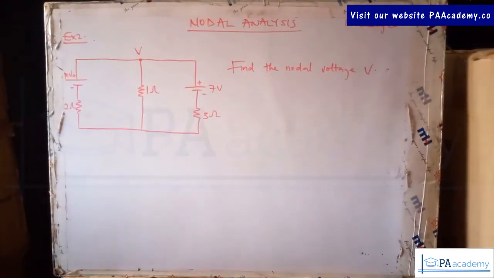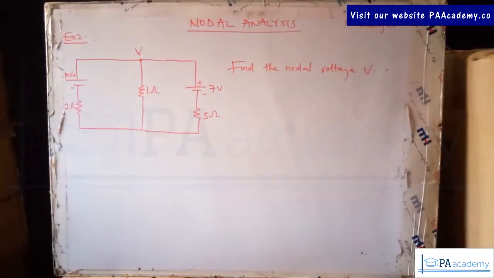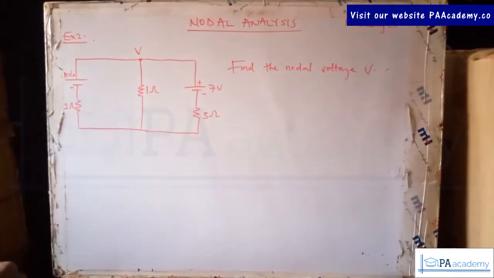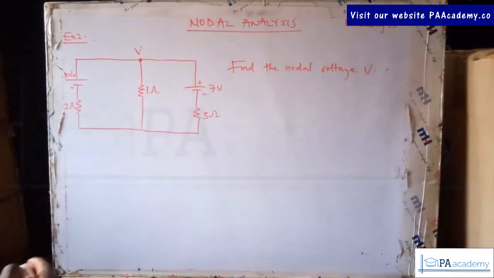Alright, so this is example 2. Let's analyze this circuit. The question is the same thing: find the nodal voltage V, but this is a different circuit. This is the node where we are asked to look for the voltage. We represent it with V because we don't know the value. Like I said earlier, if you are solving nodal analysis, one of the first things you do is to identify how many nodes you have in that particular circuit.